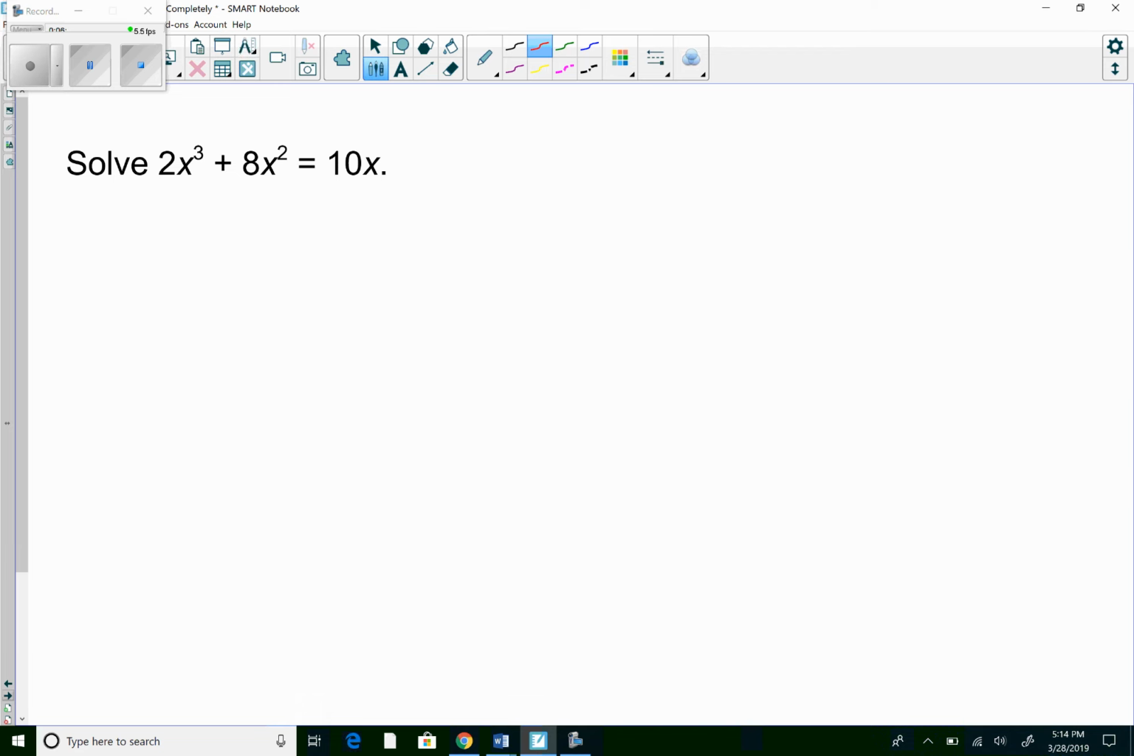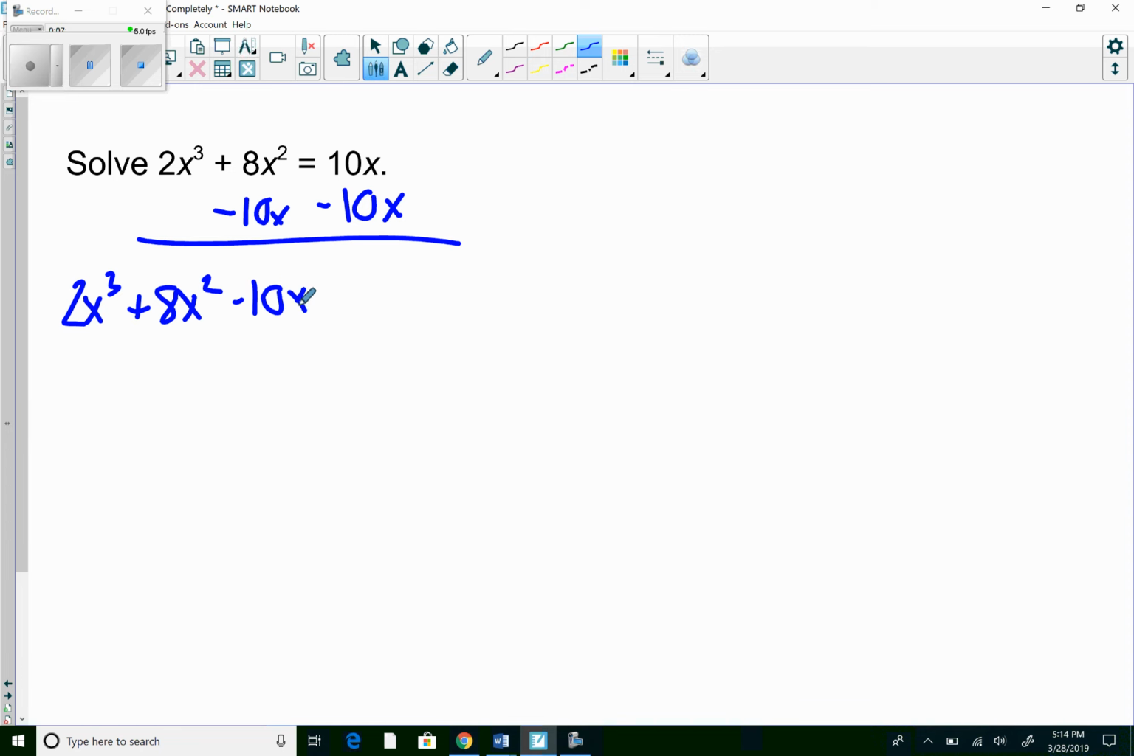Again, this is a type of problem that you guys have seen a bunch the last couple of days. Hopefully your instincts are starting to kick in and you're like, okay, first thing I'm going to want to do here is make sure that I'm getting that equal to 0, and then I've got everything on the same side. So this is going to turn into 2x cubed plus 8x squared minus 10x, and I'm going to set that equal to 0.